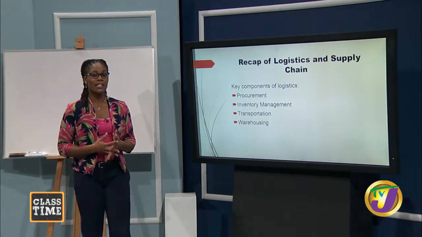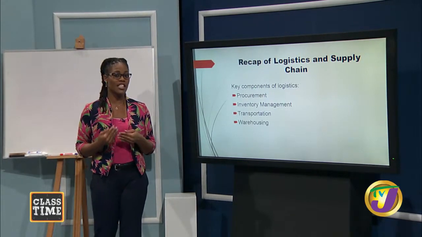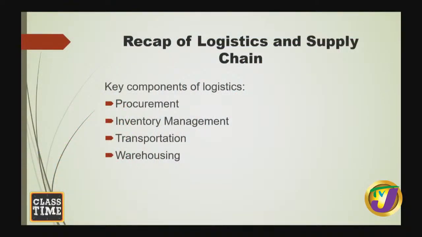Now, we also looked at some key components of logistics, and I'm sure you remember them. So we looked at procurement. What did we say procurement refers to? So procurement is a process of finding the right price, coming to terms and conditions, finding the right supplier. So it's a process that you take before making an actual purchase.